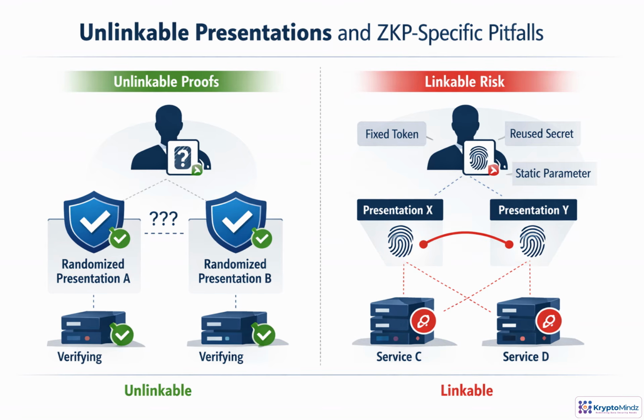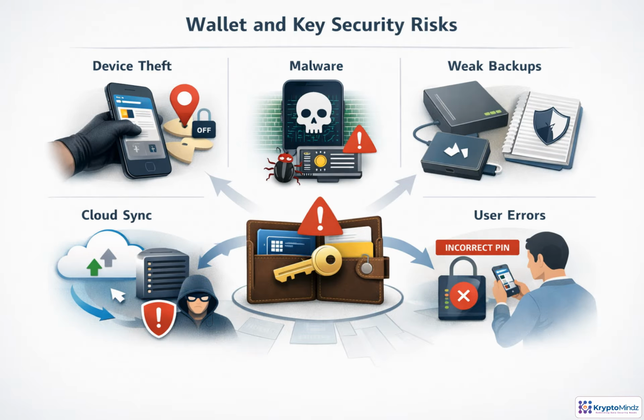Unlinkability is not automatic, just because a credential uses zero knowledge. Each presentation must be freshly randomized with no reused nonce, blinding factor, proof identifier, or secret that can act like a fingerprint. Nullifiers, when needed, must be scoped to the verifier or purpose. Inspect SDK defaults and metadata fields as well. A practical test is to present the same credential repeatedly and confirm the outputs do not expose stable artifacts.